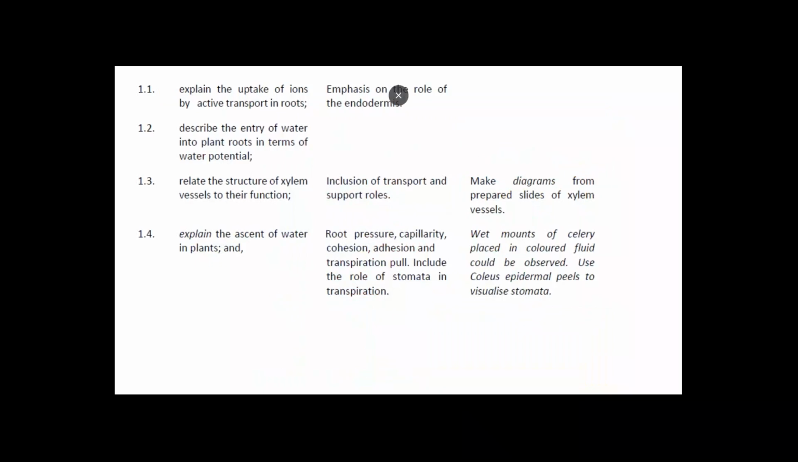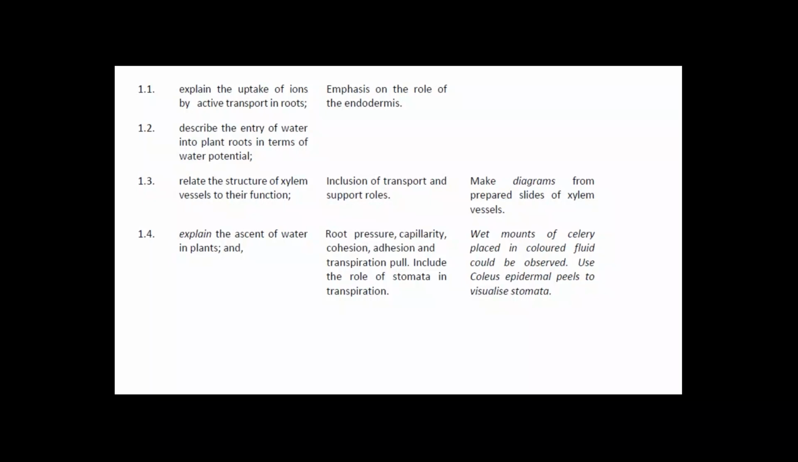So what we're going to do in this, we're going to explain the uptake of ions by active transport in roots. Then we're going to describe the entry of water into plant roots in terms of water potential. Basically, if ions are being absorbed by active transport, then the concentration in the root is going to be high, and therefore water is going to enter by osmosis. And then we're going to relate the structure of the xylem vessels to their functions. And we're going to explain the ascent of water in plants.